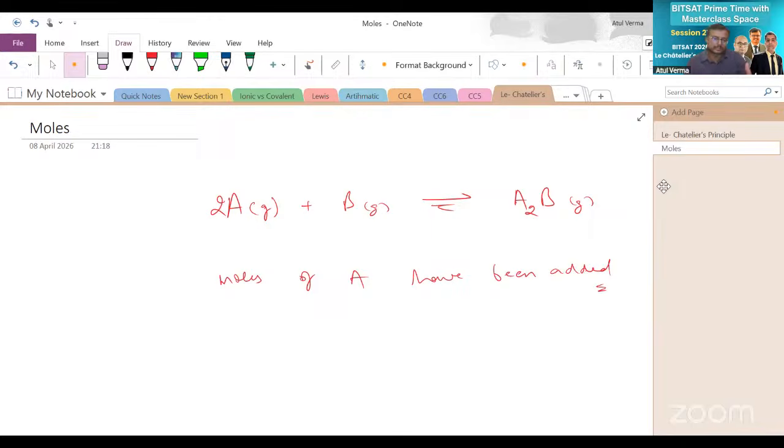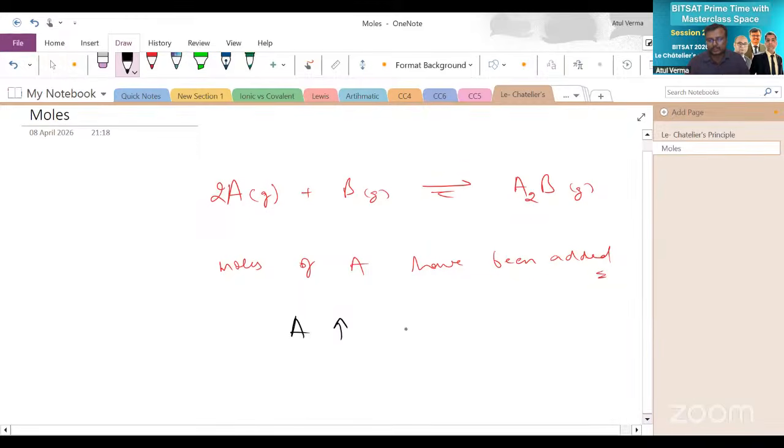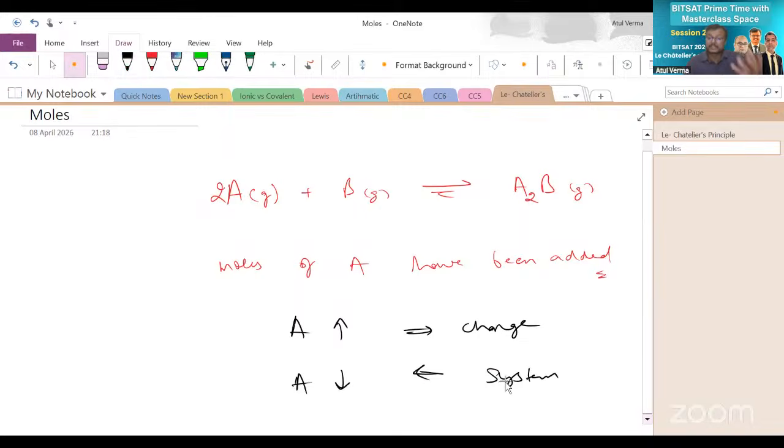Now, friends, what will happen when you do this? What is the change? The change is that moles of A have increased. According to Le Chatelier's principle, what will the system try to do? This is our change, and then what will the system do? The system will try to decrease A because of Le Chatelier's principle.